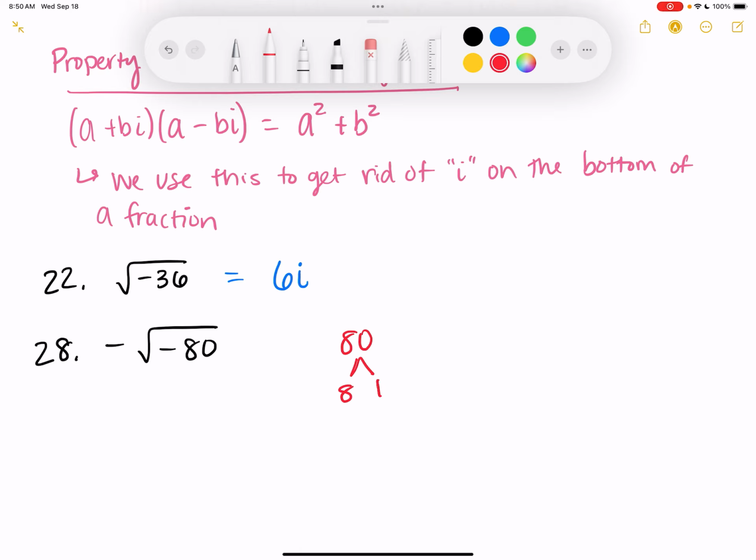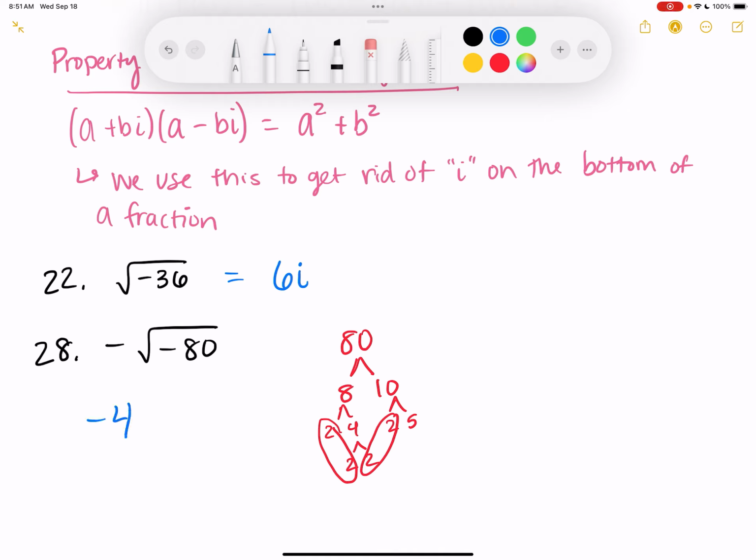Thank you for not saying 2 and 40. I hate when the factor tree goes down one side really, really long. All right, what does 8 break into? 2 and 4, and 4 is 2 and 2, and then what about 10? 2 and 5. So I take things out in groups of 2s, so I'm taking out a group of 2 there. I have another group of 2, and then I have 5 left over. So that means I'm taking out a 4 total. The negative sign outside stays, so negative 4.